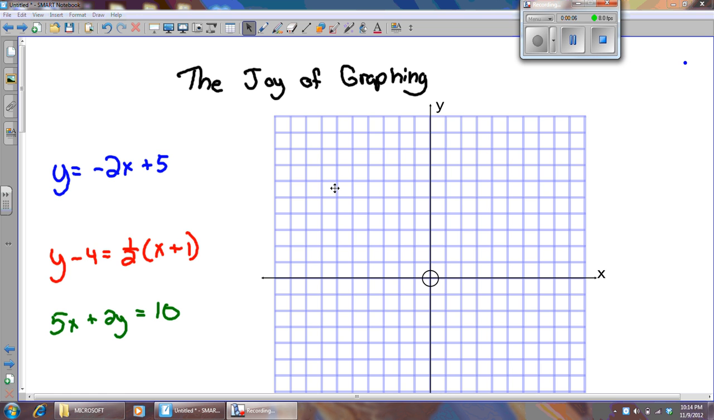Today, we are going to graph all the ways that we know how, short of using a t-table, although in standard form, we may use a t-table. All right, shall we begin?